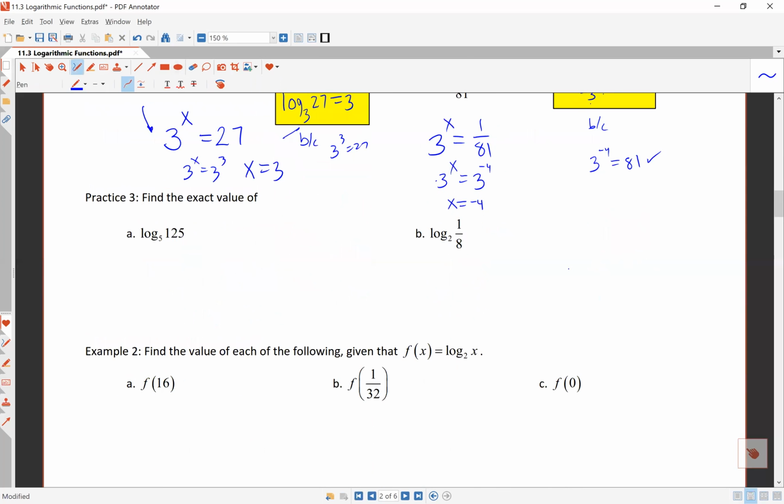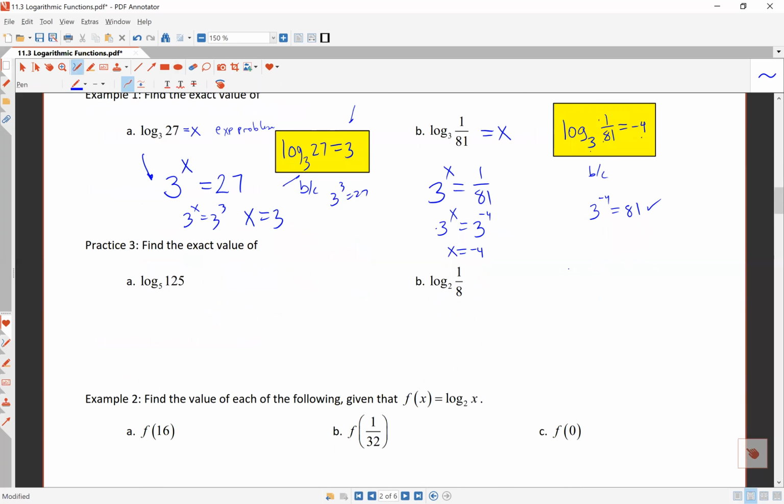So here are 2 practice problems for you to try. I encourage you to press pause on your video and work these out, and come back when you're ready to see the solution. Now that you've had a chance to work these out, I'll work these out with you.